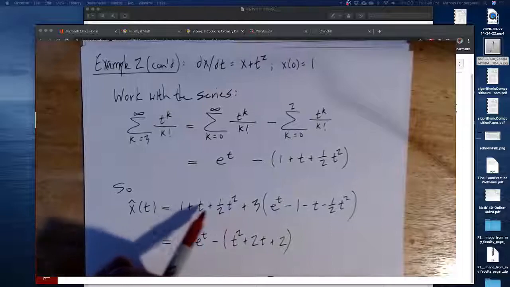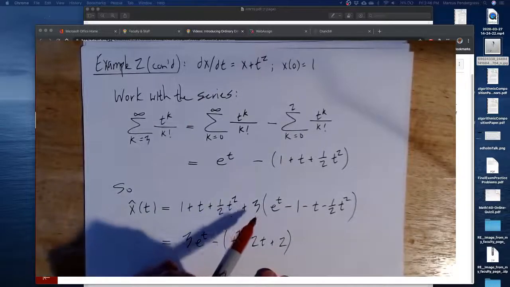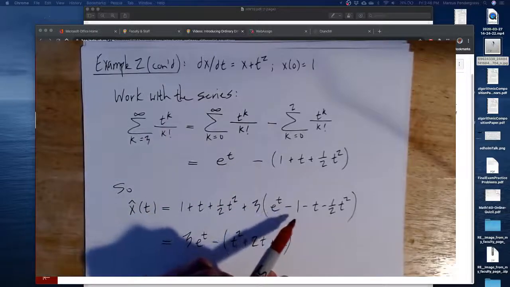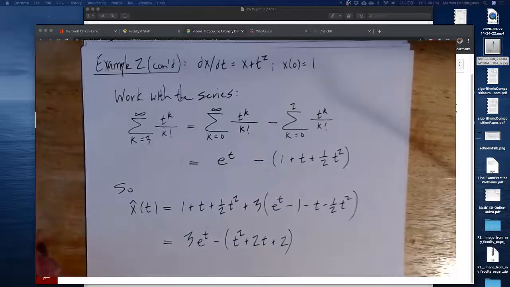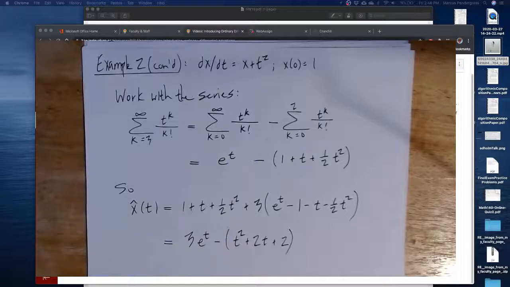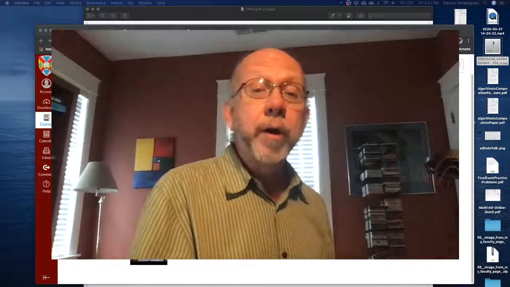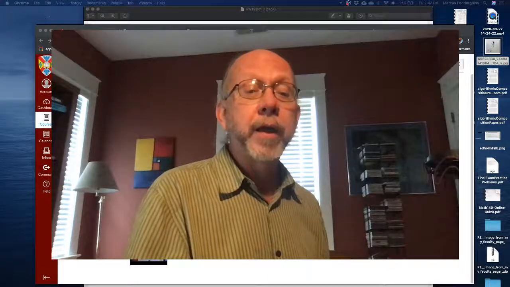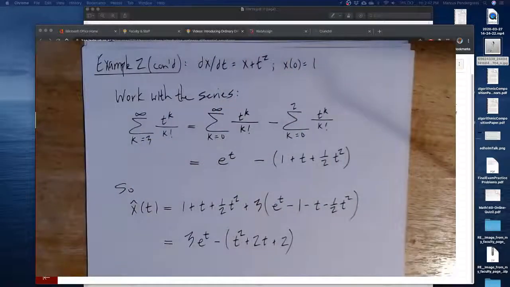That's the 1 plus t plus 1/2 t squared, and then plus 3 times our series, which we now know is e to the t minus 1 minus t minus 1/2 t squared. And so that is 3 e to the t and then minus the quantity t squared plus 2t plus 2. So again, using Taylor series, we're able to find a closed form of the solution of that differential equation. Well, at least we think we have.